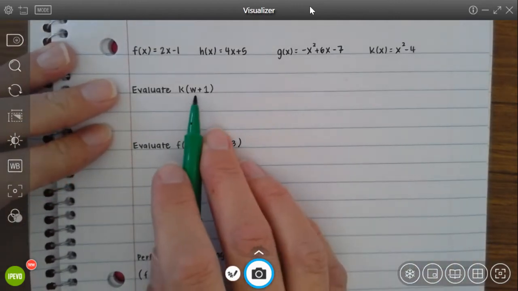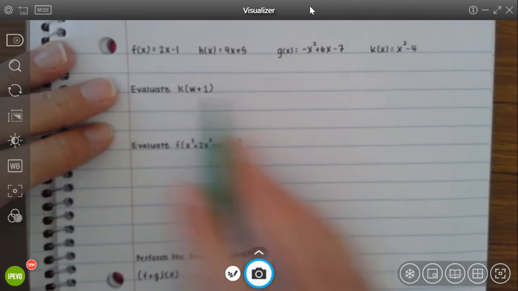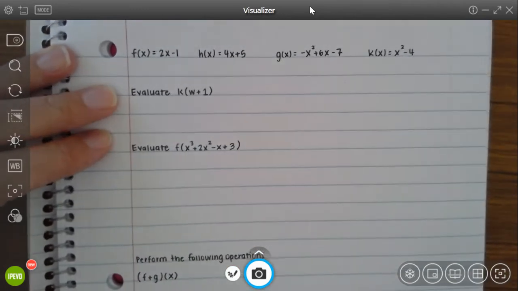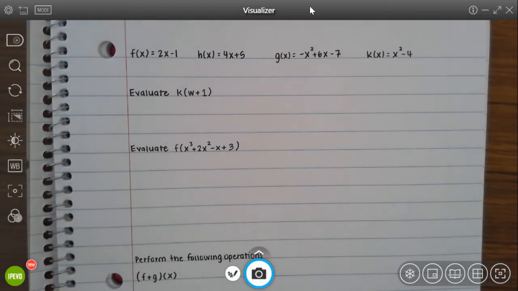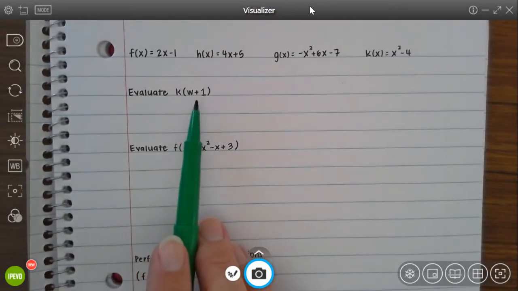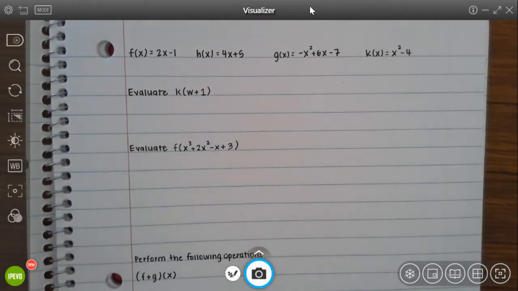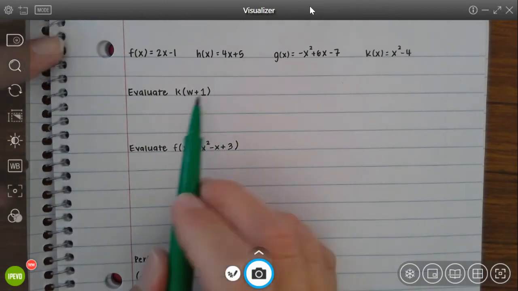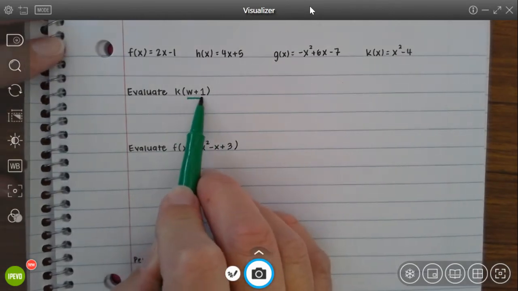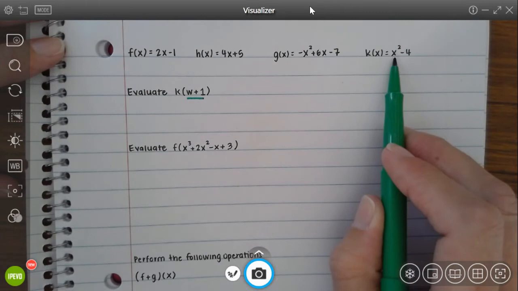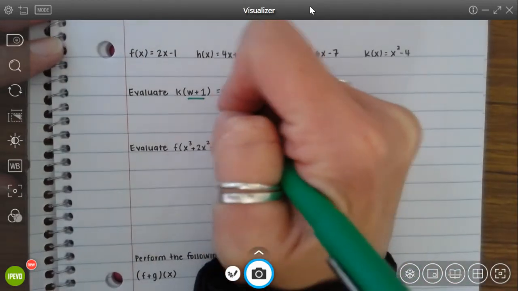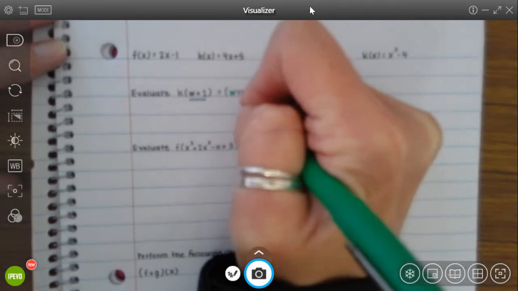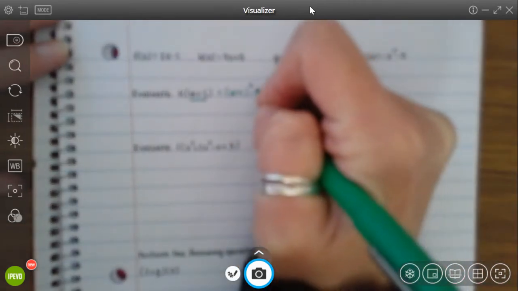For my first example, I want to evaluate k at the quantity of w plus 1. Usually when we evaluate something, we're looking to take whatever's in the parentheses and substitute it into the variable in our function. So I'm going to take this quantity of w plus 1 and substitute it in for my x in my k of x function. That will be the quantity of w plus 1 squared minus 4.